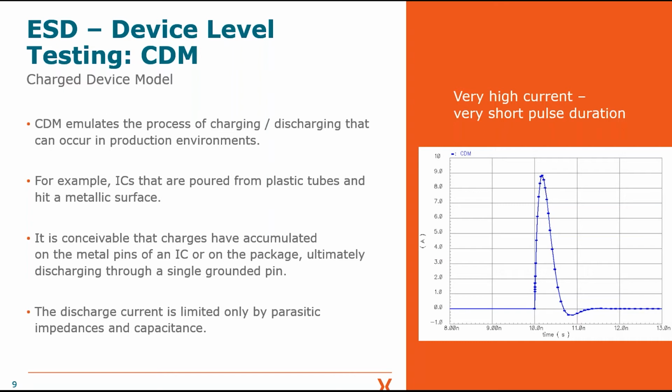So we then have as a second one, the charge device model. This is different to a human body. It has a very high current and a very short pulse, and it simulates the process of charging or discharging from a product to a ground environment, for example. So if you have a component or a module which is handled in a plastic fabrication, then you possibly have to consider a possible grounding to any metals here.